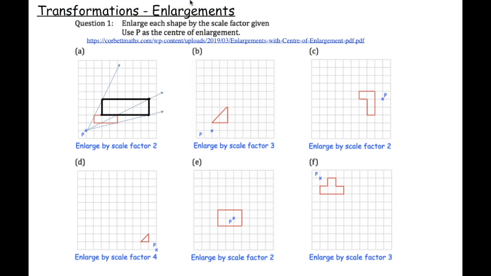I need to check that it is actually of a scale factor 2. So the length of this is 1, 2, 3. 3 times 2 is 6. 1, 2, 3, 4, 5, 6. That's correct. The height is 1 and the height is double, which is 2. That's correct.